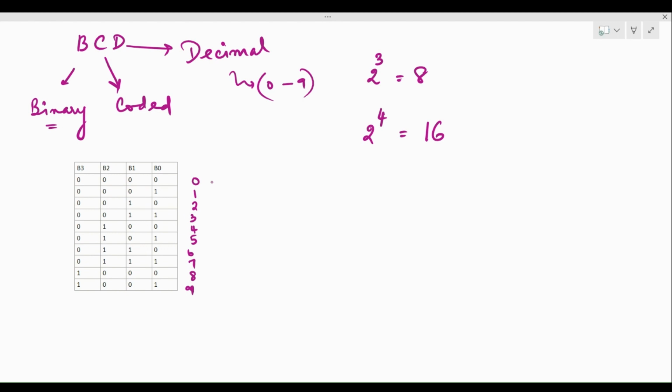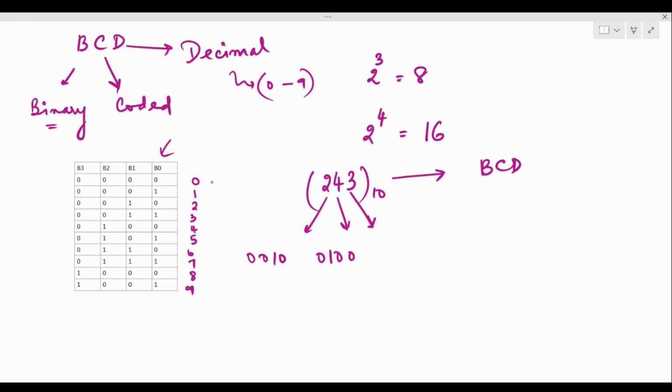So if I have a number like 243, which is in decimal, and I want to convert it into BCD, then what I need to do is express each of these digits in this binary coded system. So 2 is going to be 0010, 4 is going to be 0100 and 3 is going to be 0011. So all put together, this is the BCD representation of 243.